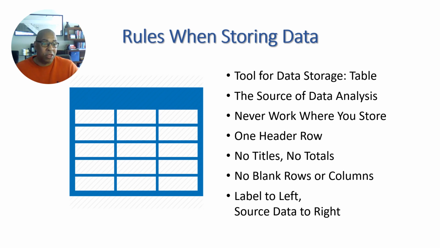All right, so in other words, I'll show you an example of what this looks like. But you want every record to be divided with the label data to the left and the source data to the right. Now, these are all rules to actually create the table, but there's one rule that is even more important than all of that, and that is we never work where we store.